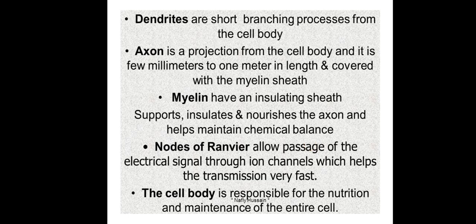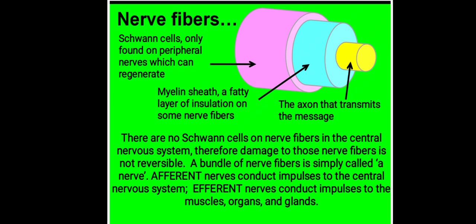So once again, we have the dendrites, short branching processes from the cell body. The axon has myelin as an insulating sheath, which supports, nourishes the axon and helps maintain chemical balance. Nodes of Ranvier allow passage of the electrical signal through ion channels, which helps the transmission very fast.